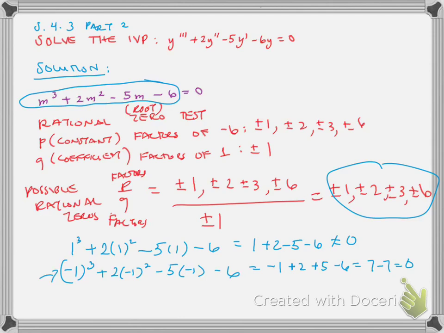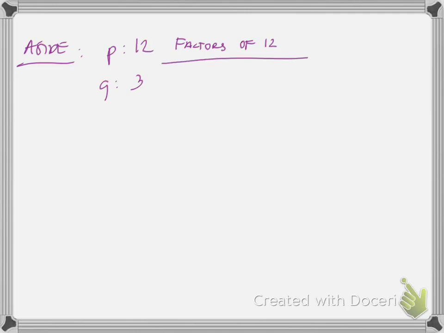All right. Wait, hold on a minute. This is sort of a side, so you don't have to write this down, but I want to make sure we're clear. Let's say P was 12 and Q was 3. I just want you to see how to think about writing your possible ratios.